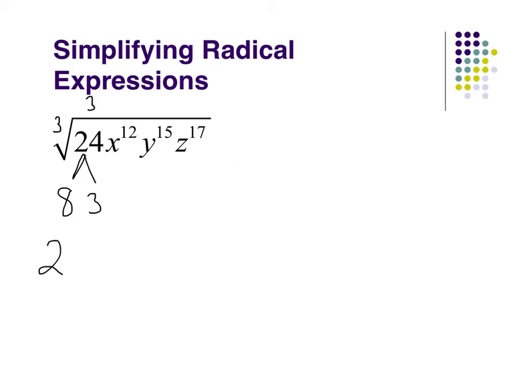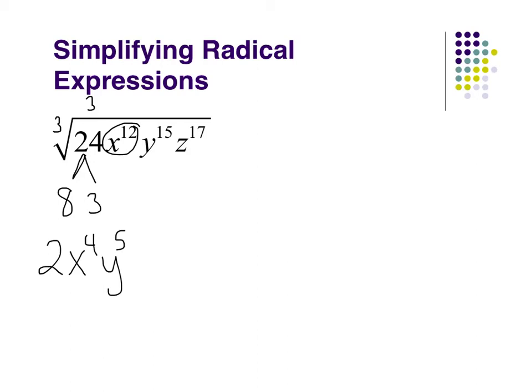Well, how many groups of 3 can we take out of x to the 12th? Well, 12 is divisible by 3, and we would have 4 groups. So x to the 4th comes out, nothing stays inside. Y to the 15th. I have 5 groups of 3 that I can take out. So I have y to the 5th out here.